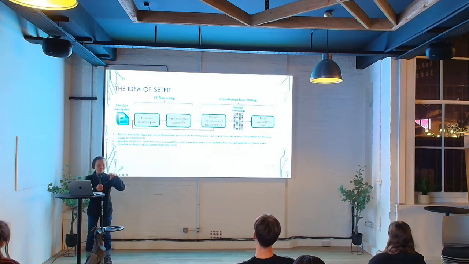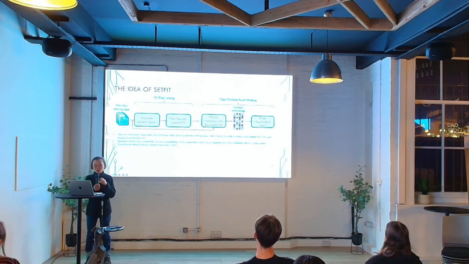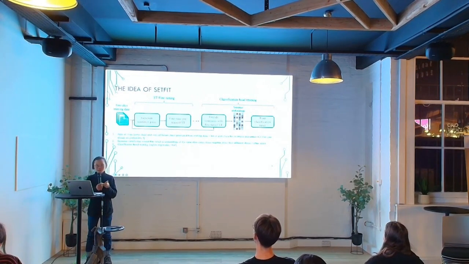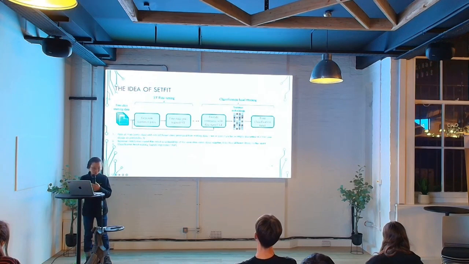But even if you don't have very many labels per class, what you can do is generate a lot of permutations of pairs of your labeled data. Like a positive with a positive, a positive with a negative, etc. The idea with SetFit is that you train your model to classify whether the pairs are of the same class or not. Which means that you very easily bumped up your training data set.